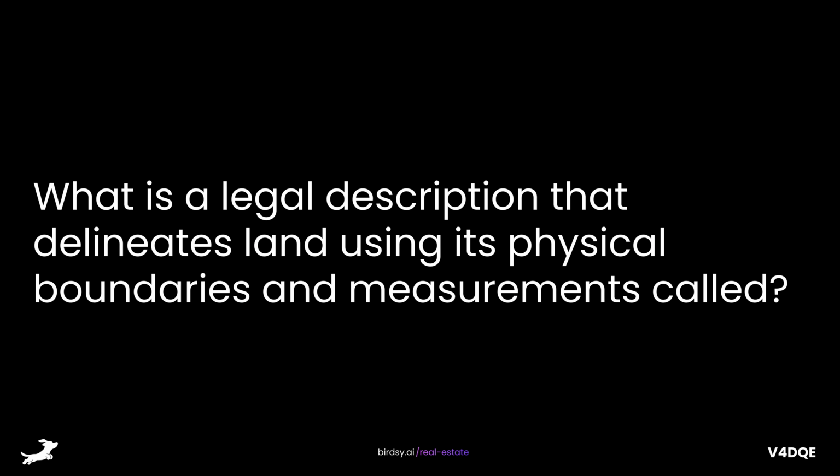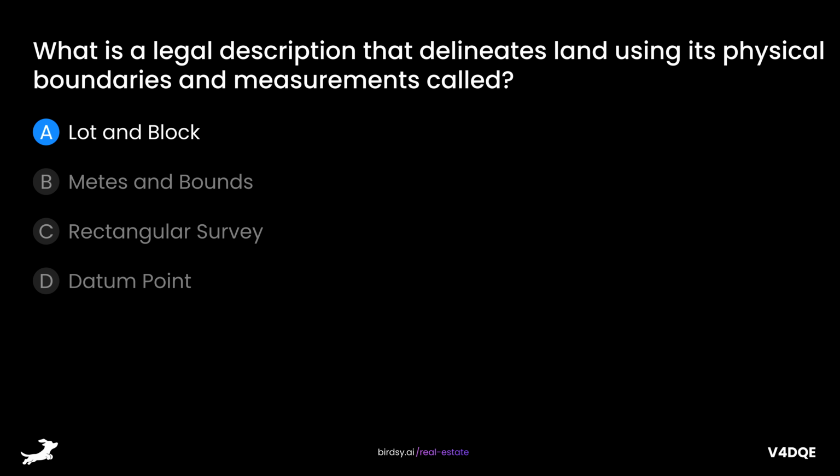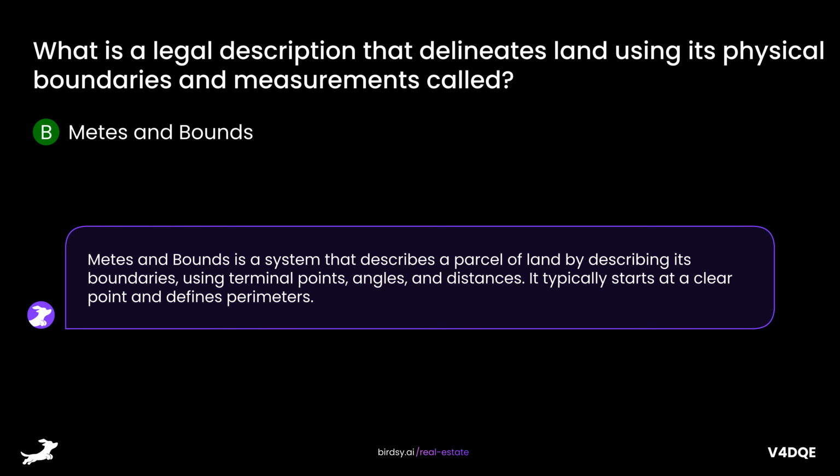What is a legal description that delineates land using its physical boundaries and measurements called? Is it A, lot and block, B, meets and bounds, C, rectangular survey, or D, datum point? The answer is B, meets and bounds. Meets and bounds is a system that describes a parcel of land by describing its boundaries using terminal points, angles, and distances. It typically starts at a clear point and defines perimeters.